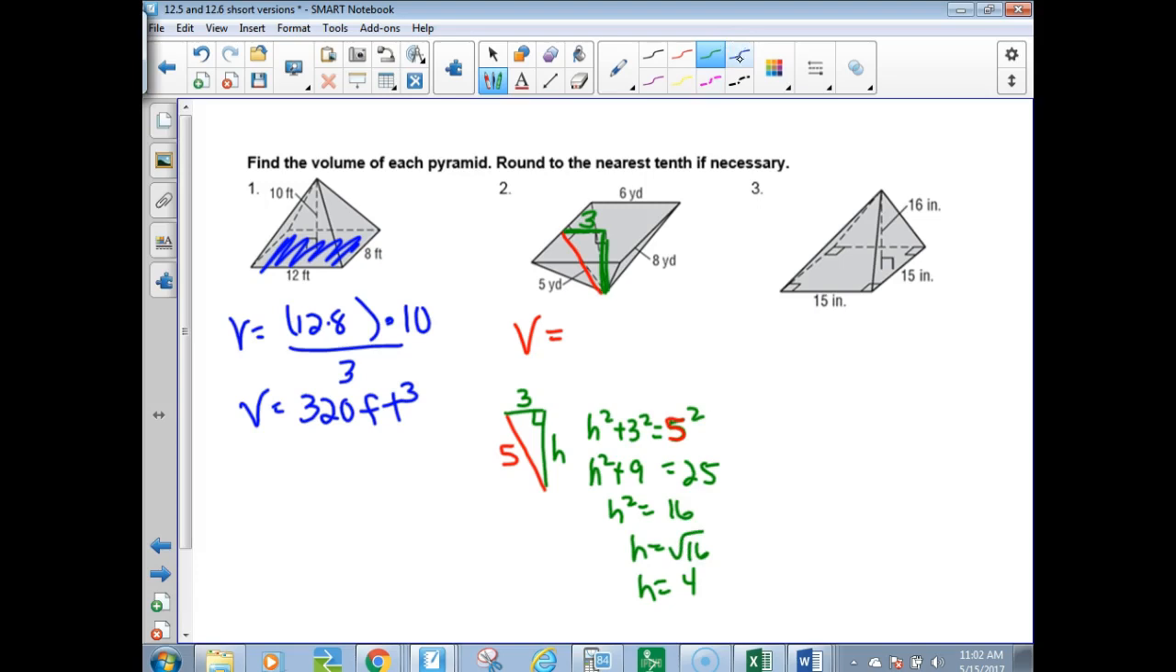All right, now we're ready to do the volume of this pyramid. Its base is a rectangle that is 6 by 8, and that is where that 8 is. Okay, 6 times 8 is the area of its base, and you don't have to put it in parentheses. I'm doing that just to remind you that's the base area, times the height, which we found to be 4, and then divide by 3. That's 72.